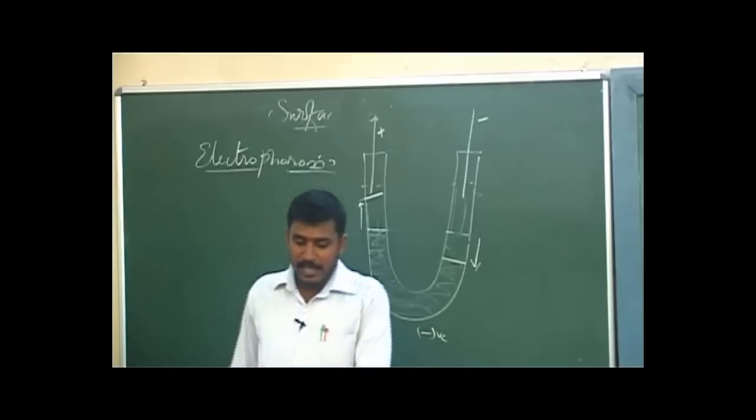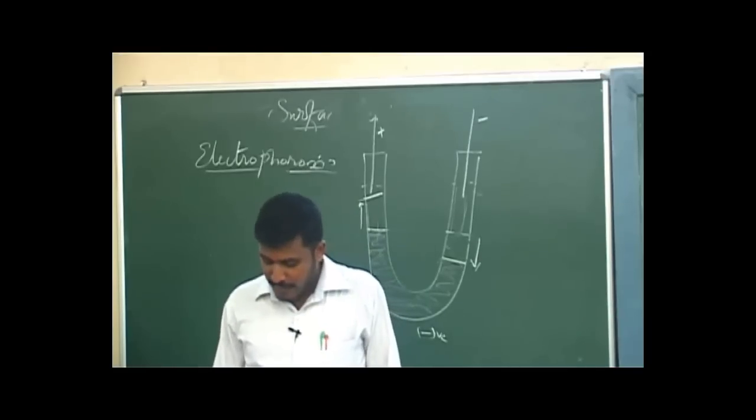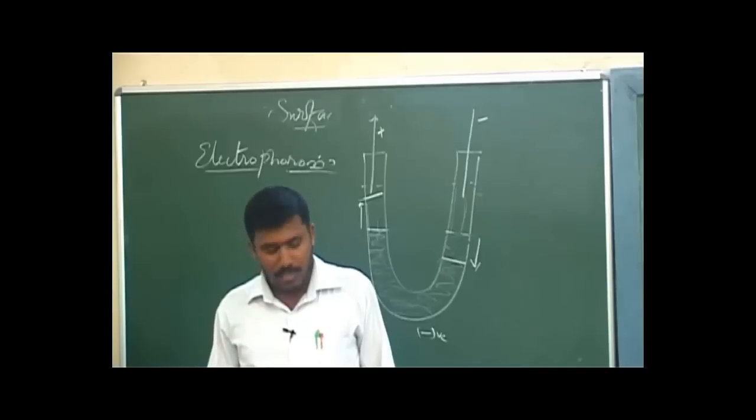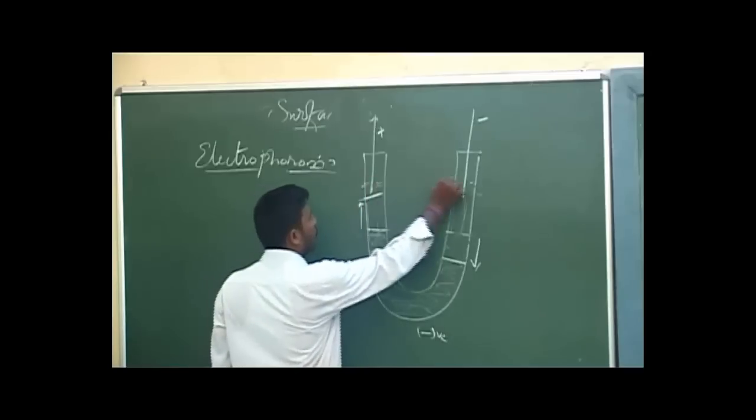Negative, because here we took arsenious sulfide. Arsenious sulfide is a negative sol. Okay. Arsenious sulfide is the one negative sol.